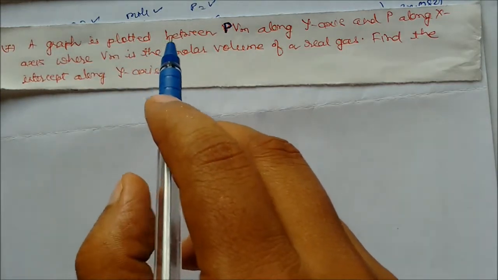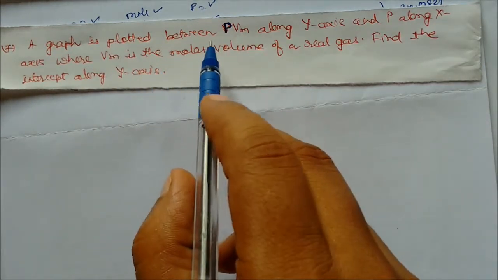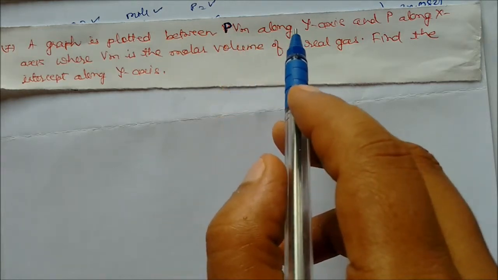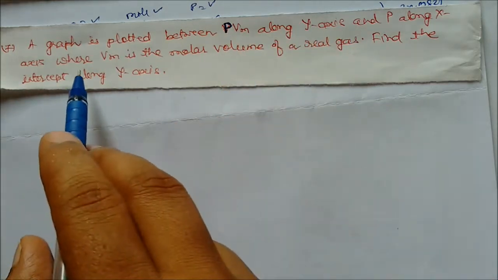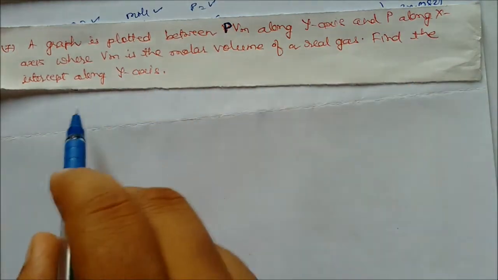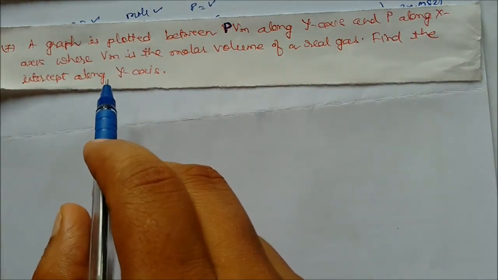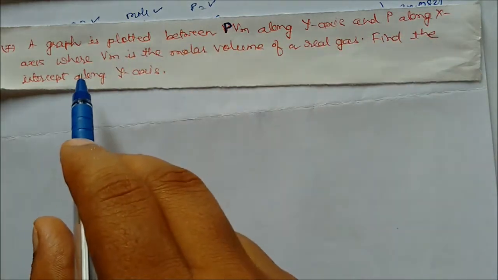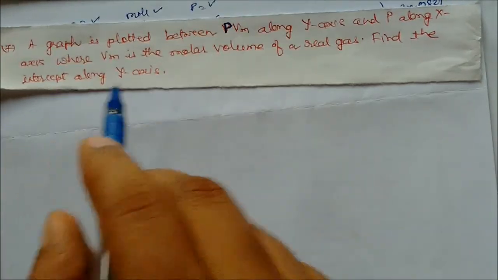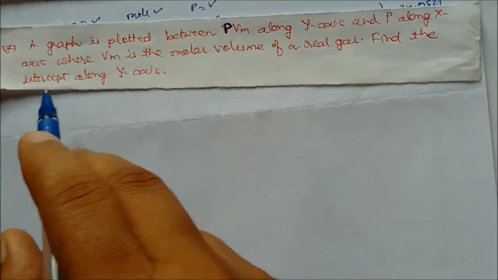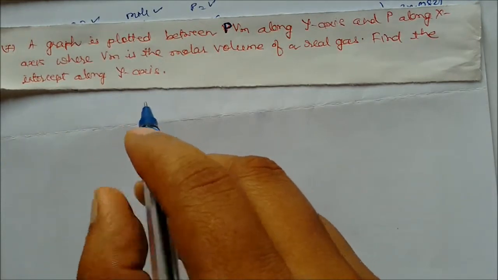A graph is plotted between PVm, where Vm is the molar volume of the gas, along the y-axis, and P along the x-axis. Vm is the molar volume of a real gas. Find the intercept along the y-axis. The graph is plotted with this along the y-axis and this along the x-axis. Molar volume is given. We have to find the intercept, and then we can give the answer.